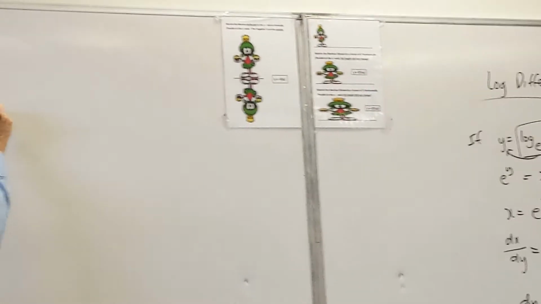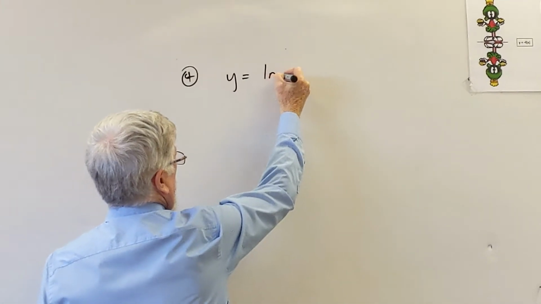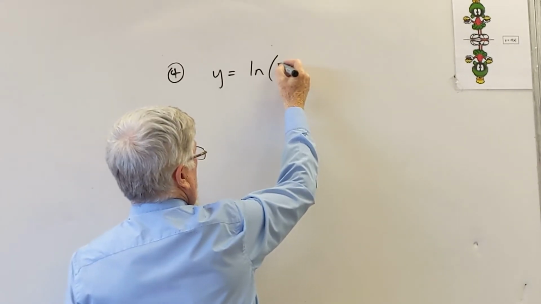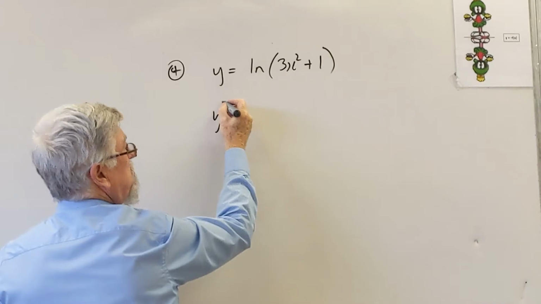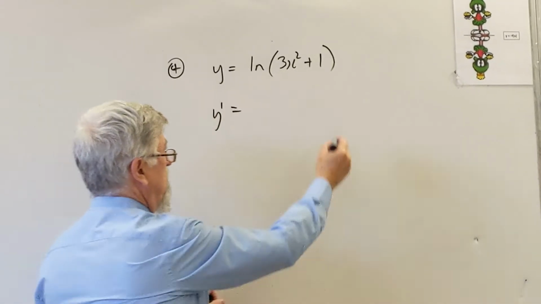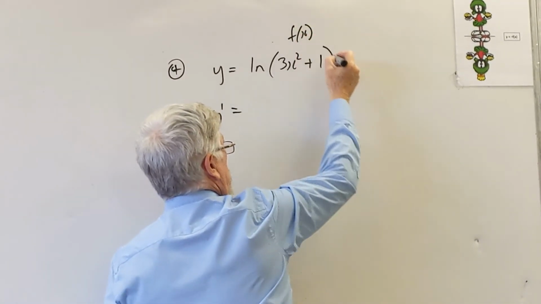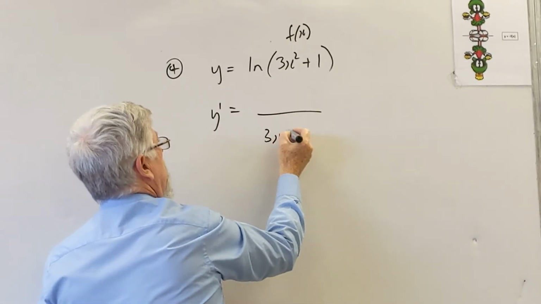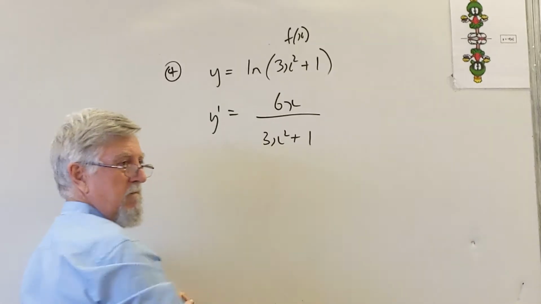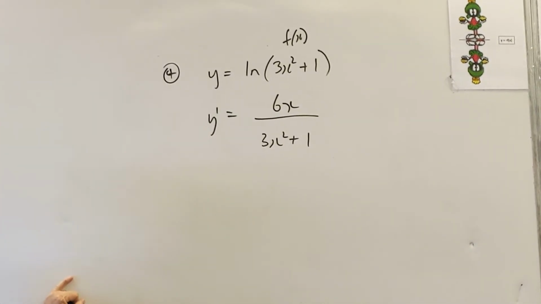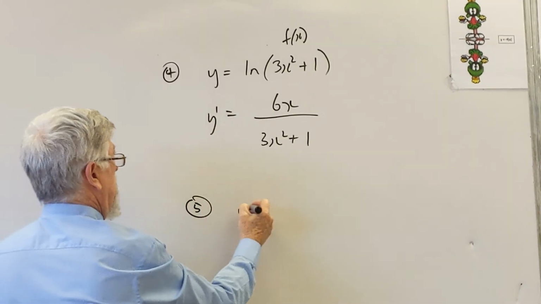Now let's go to something that does a bit more with it. Let's go ln of 3x squared plus 1. That'll do. y dash. What do you do with it? The function that's on the inside goes to the denominator, 3x squared plus 1, and then on top is 6x. That's done.